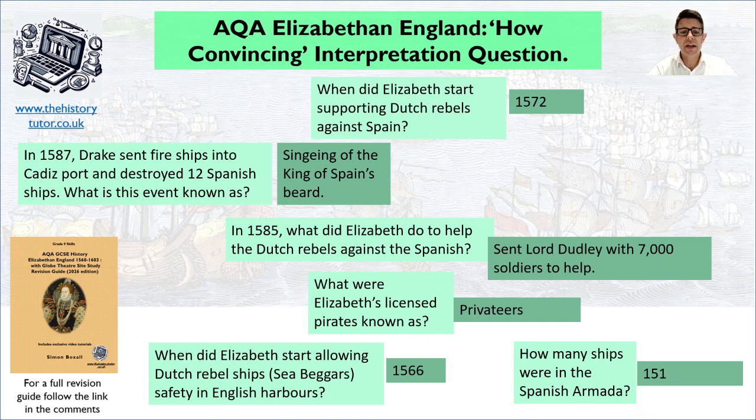When did Elizabeth start allowing Dutch rebels, the sea beggars, into her harbours? So going right back to the start of the Dutch issues, when the Dutch rebels needed help. In 1566, she was helping the Dutch against the Spanish. And then back to the theme of the Armada. How many ships were in the Spanish Armada? 151. So a huge armada of supply ships, but also big galleons. And they attacked in their crescent formation. And luckily, they could not get their army in time at Calais. And the English were able to defeat them and send them packing.